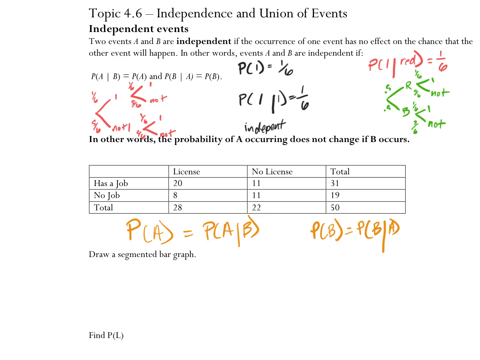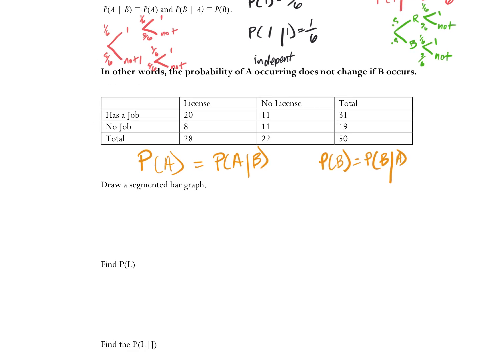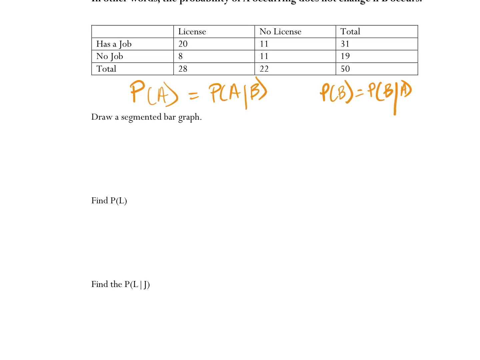Yeah? Okay. So, here's a two-way table of a bunch of students. If I ask you right now, what is the probability somebody has their driver's license, what would you say? 28 out of 50. You took the license column over the total column.